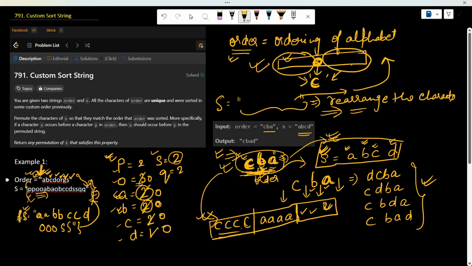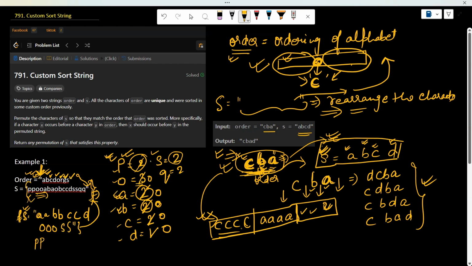Now the remaining characters can be put anywhere. So we will put them at the end. It's an easy way to put at the end, or we can put at the beginning or anywhere in the string. So I will put at the end. Now we will see what are the characters which are left. P is left. How many times? Two times. So we will append P two times.